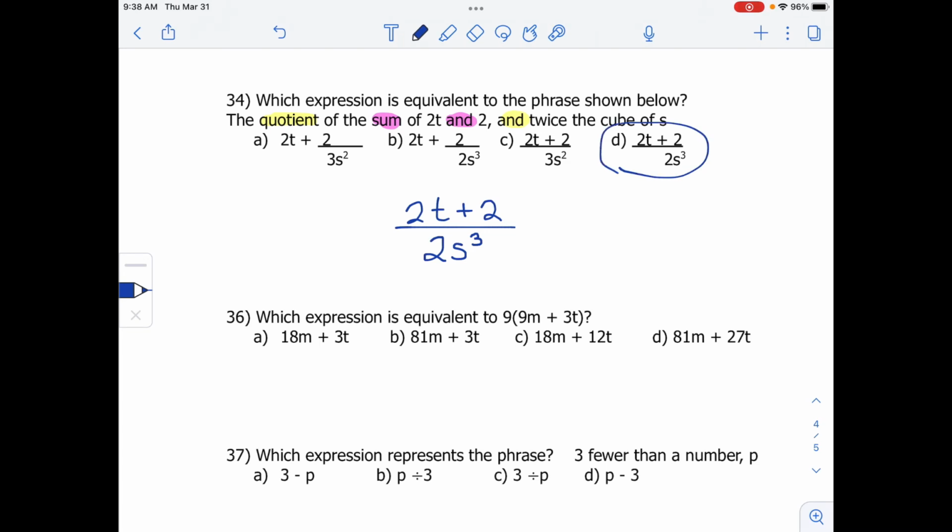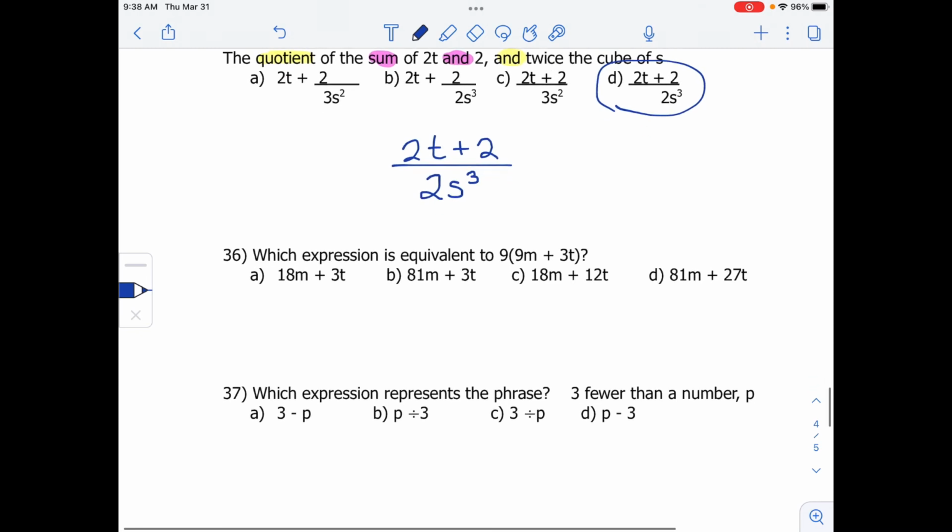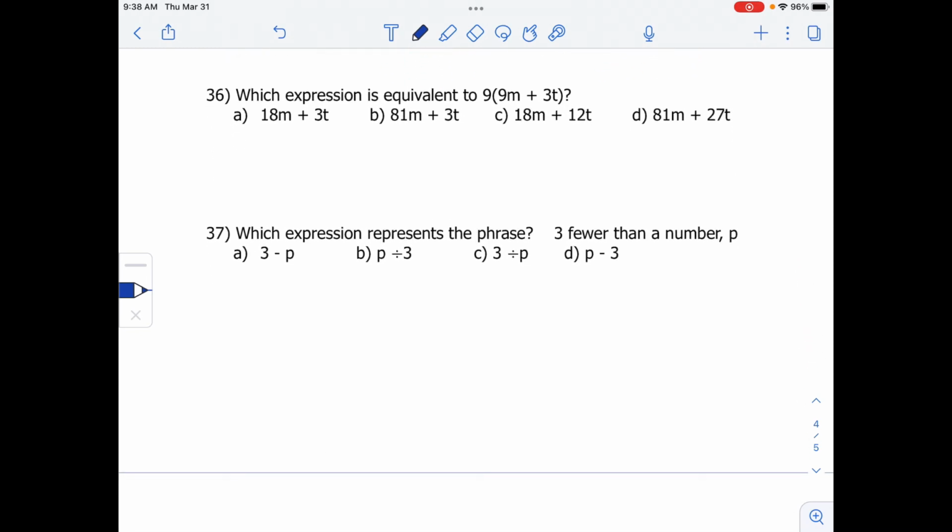That's a tricky one. Which expression is equivalent to 9 parentheses 9m plus 3t? Right, so we're going to use the distributive property here. 9 times 9m is 81m, and 9 times 3t is 27t. Right, and that is choice D. Number 37, which expression represents the phrase 3 fewer than a number p? Well, fewer than is a reversal, right? It's subtraction, but we do have to switch the position, so it becomes p minus 3. Choice D.